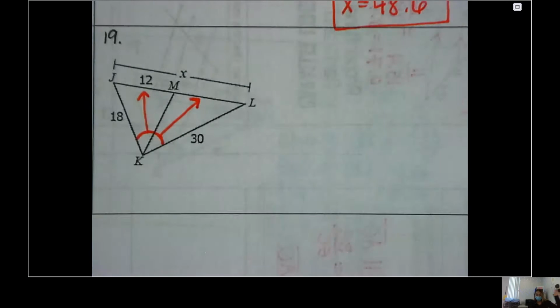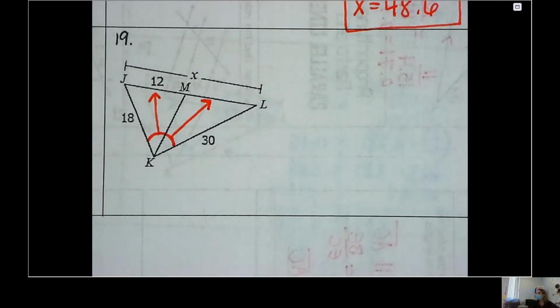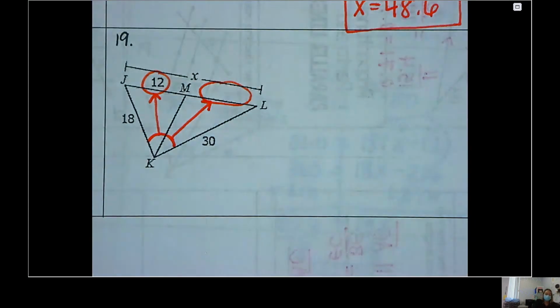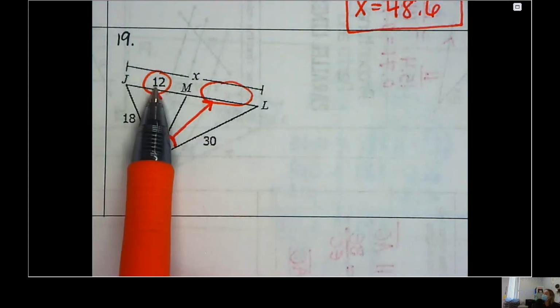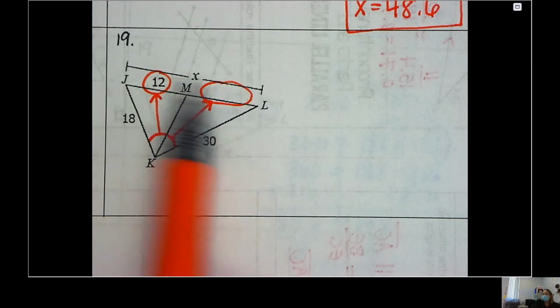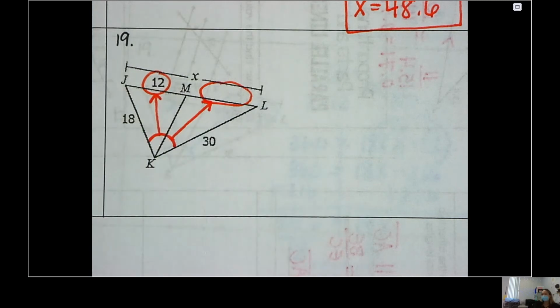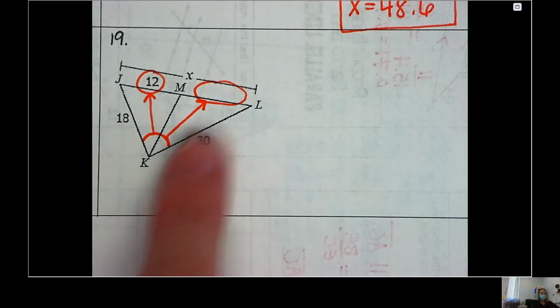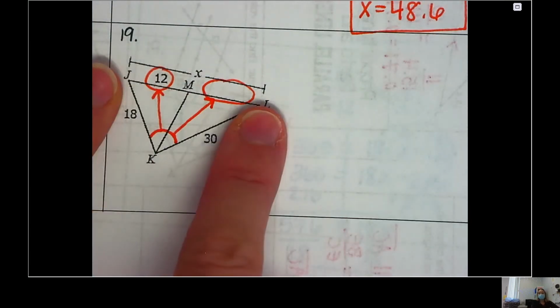What's my problem? Right, I only know 12 and I know X is the whole thing, but I don't know what this piece is. So my first fraction is supposed to be these two numbers divided by each other, but I only have one of the numbers. I don't know what the second number is. So that's a problem, isn't it? Because then how can I write a fraction without it? Now, what? Plug in X. Well, this is not X. This whole thing is X.